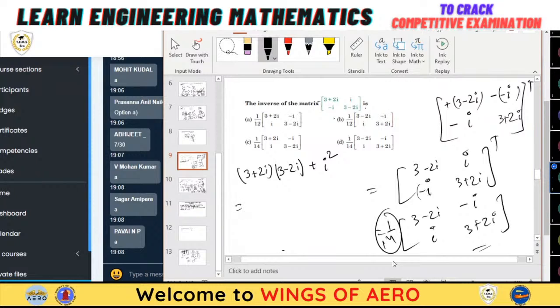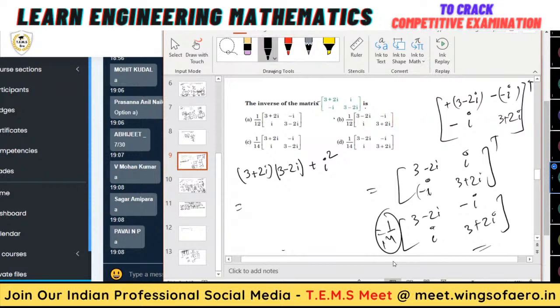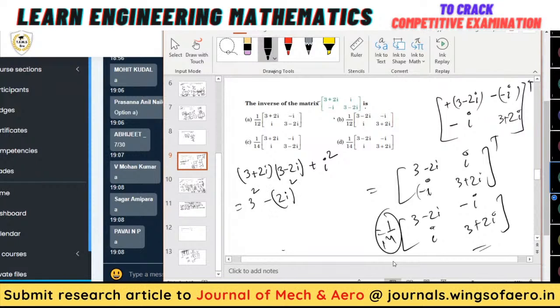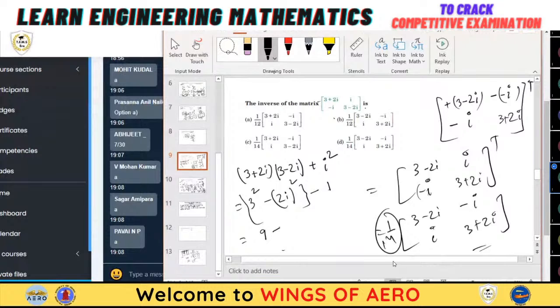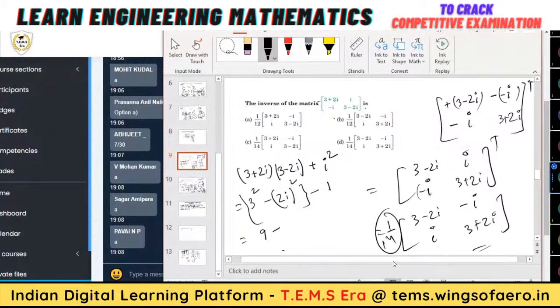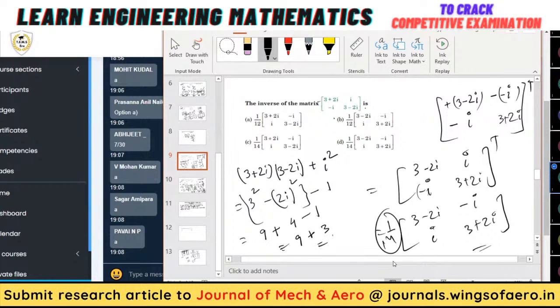Now 3 plus 2i, 3 minus 2i. A plus B into A minus B formula. So A plus B into A minus B, A square minus B square. 3 square minus 2i square. So i square is minus 1, it will be minus 1. 3 square means 9. Now 2 square equal to 4. Now i square equal to minus 1. 4 into minus 1, it means plus. 9 plus 3, 12. Yes, it is 12.